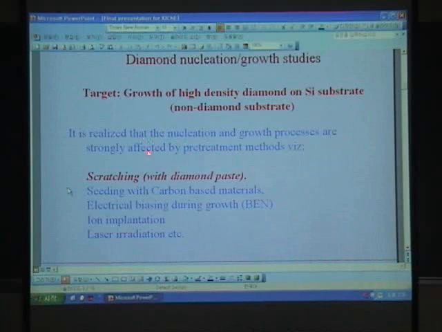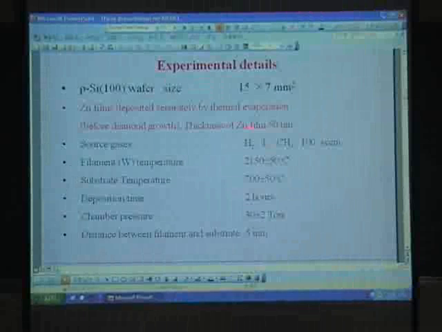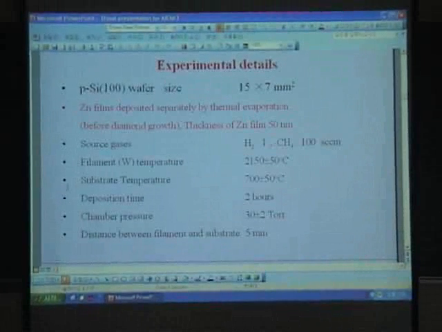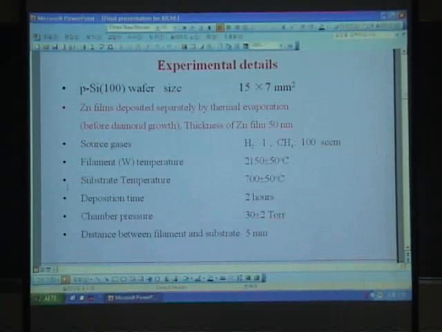But here the case is something different. The zinc first takes the liquid phase. So in the initial growth, the zinc is liquid type, and it enhances the diamond nucleation.